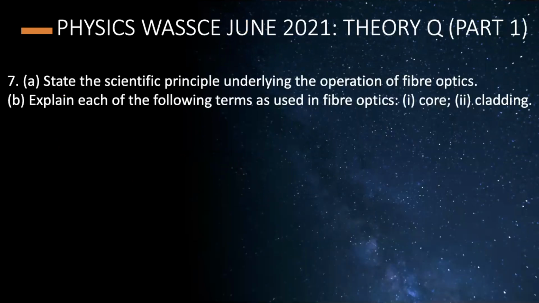State the scientific principle underlying the operation of fiber optics. B. Part of this question, explain each of the following terms as used in fiber optics: I, core. II, cladding. So this question is about fiber optics. And fiber optics is one of the applications of waves and light, a very useful application in our world today.